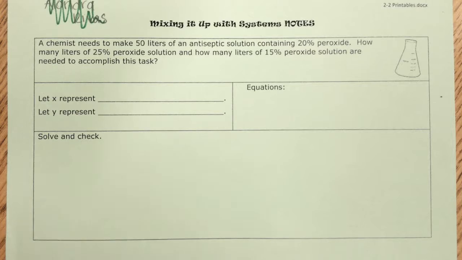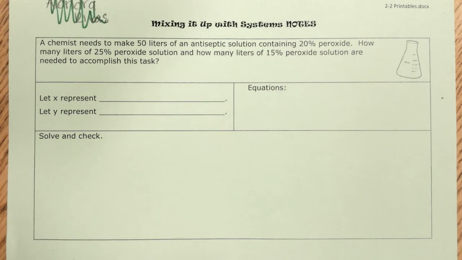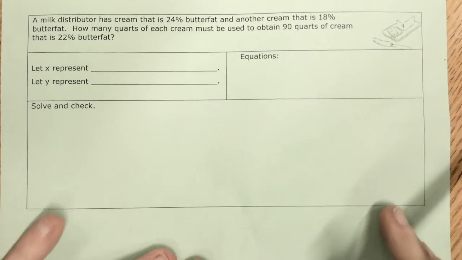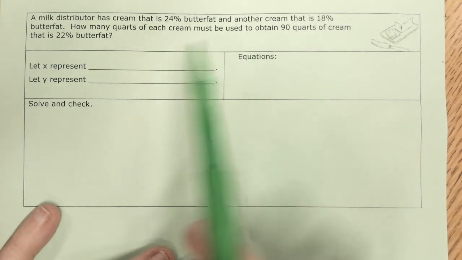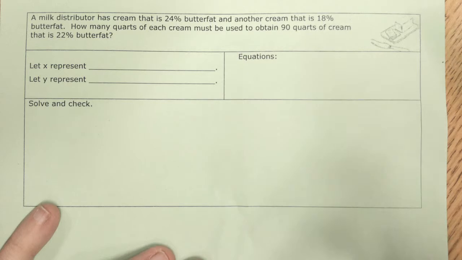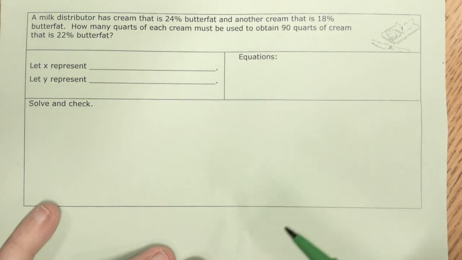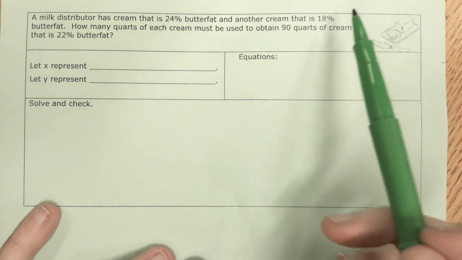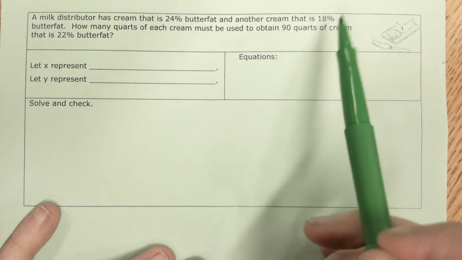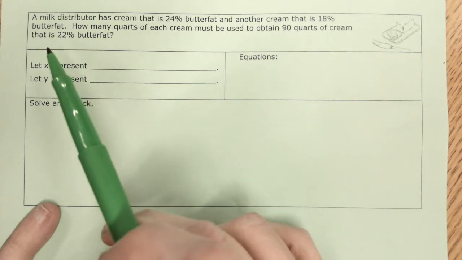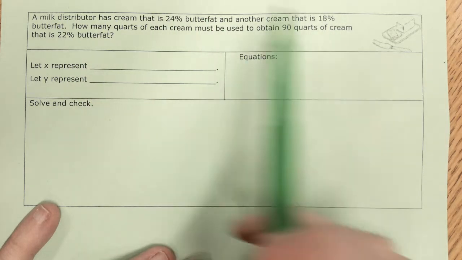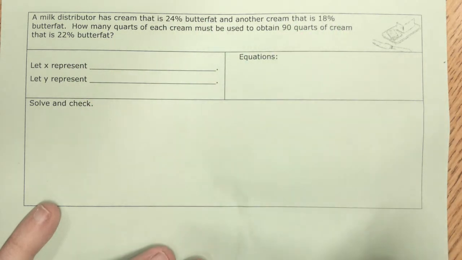Let's read through this. Let me explain to you what these mixtures are like. Let's do the butterfat one. That one makes a little more sense to me. So he's got these 2 types of cream. Let's pretend he's sending something to somebody so they can make super rich milkshakes. He's got one that's 24%, and that's too much butterfat. He's got one that's 18% butterfat, and that's not enough. The buyer wants 22% butterfat, but he doesn't have that. He's got to figure out how to mix these 2 together to get what he needs.